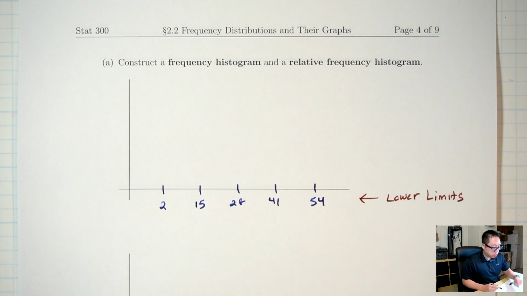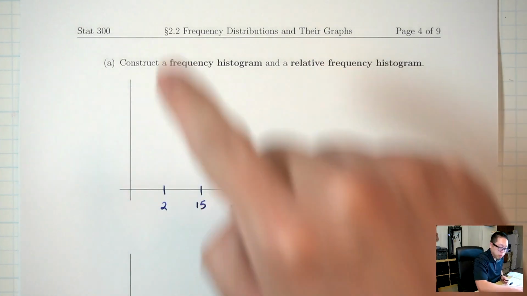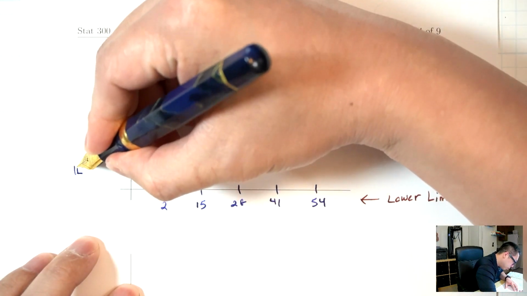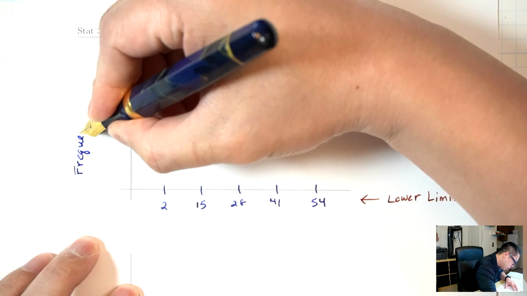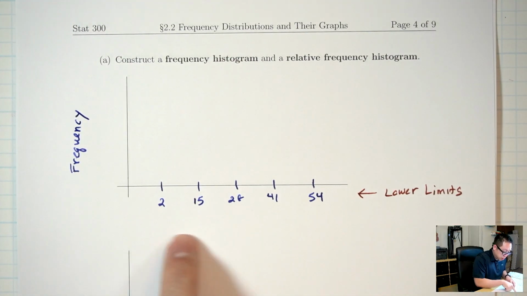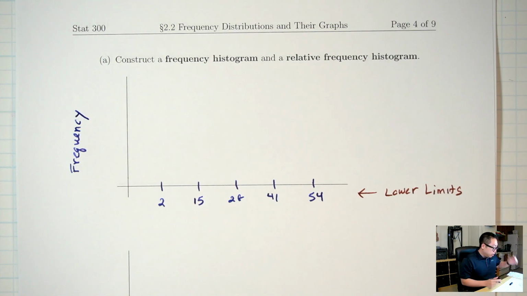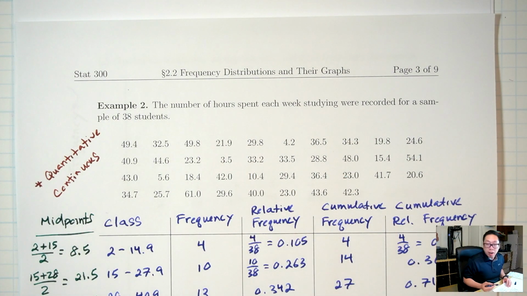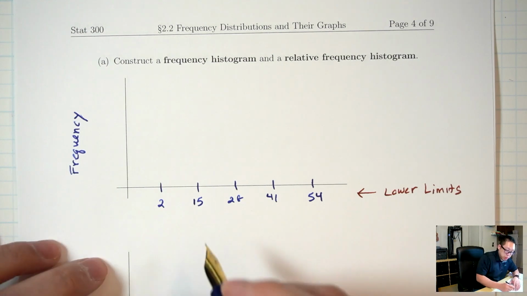So first, let's do the frequency histogram. So a frequency histogram is just telling me that I should put frequency on the y-axis. Okay, so actually let me label this x-axis also. The data here, what does this data represent? So these numbers represent number of hours that students spend per week studying. Okay, so this is number of hours per week.